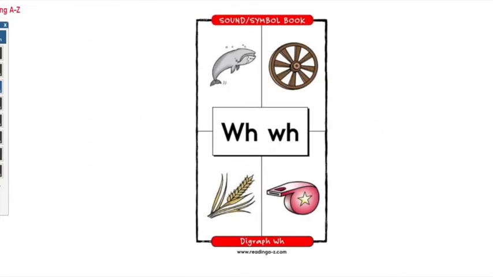Let's practice saying the words one more time. We have whale, wheel, wheat, and whistle. When I point to the picture, say the word. Whale, wheel, wheat, and whistle. Again, whale, wheel, wheat, and whistle. Good job practicing the WH digraph.